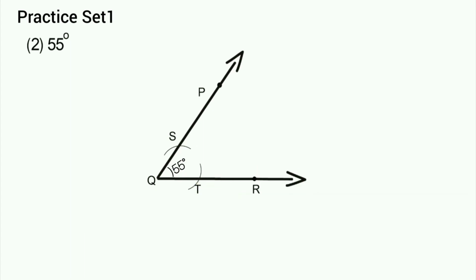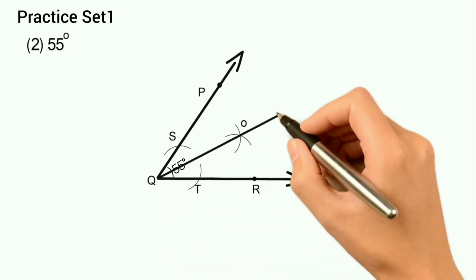Put a compass pointer on point S and draw an arc inside the angle. Then with the same distance, put the compass pointer on point T and draw the intersecting arc of the previous arc. Name the point of intersection as O.